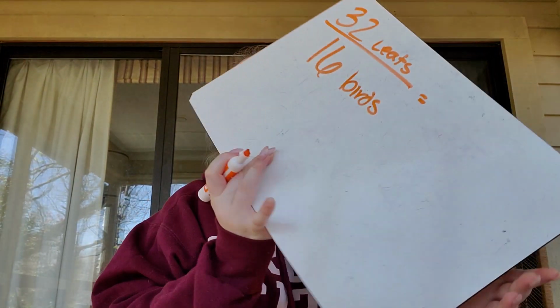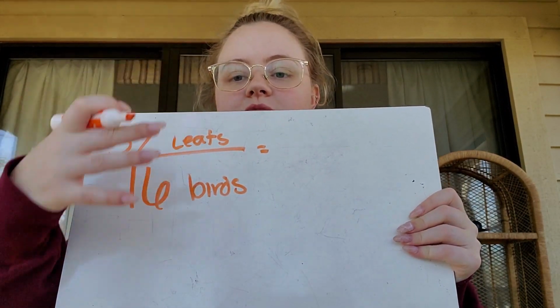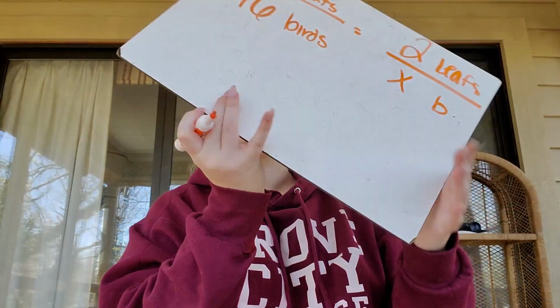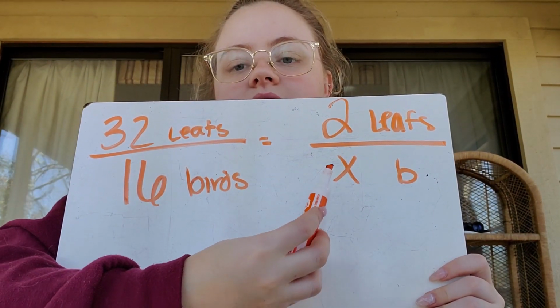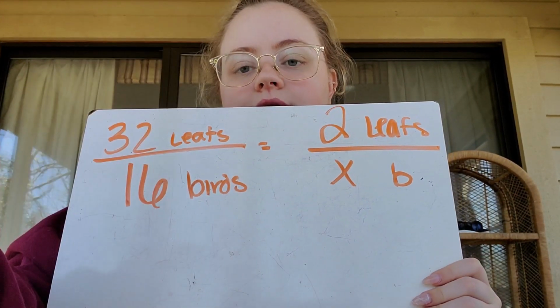I have 32 leaves for every 16 birds. I have 32 leaves for every 16 birds, all right? That's going to be my first ratio. And I am going to compare that to 2 leaves for how many birds? So I'm setting up my 2 ratios, okay? I need to figure out what this x is going to be, okay? So how do I do that?